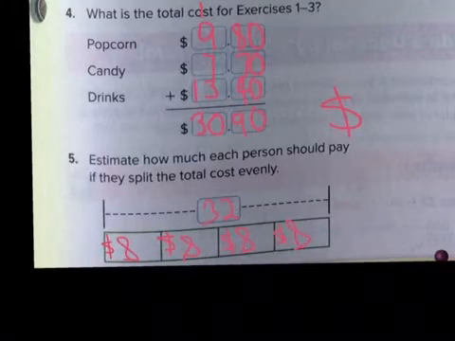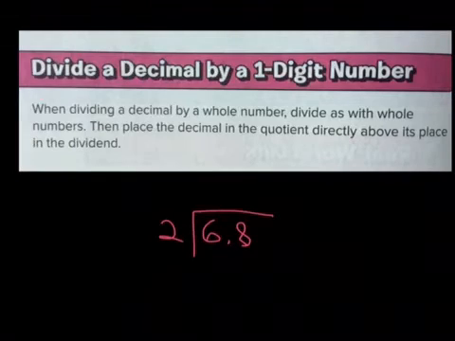So 32 is the better estimate, but you would copy mine above it. Okay, next page. Let's make note of this at the top of the page. Divide a decimal by a one-digit number.